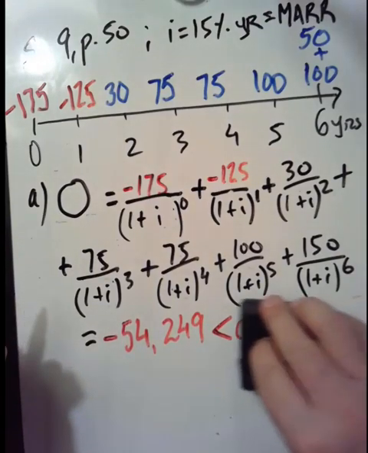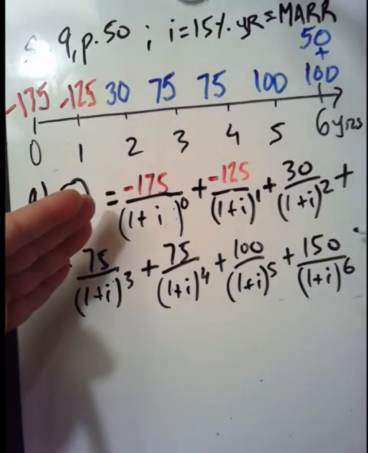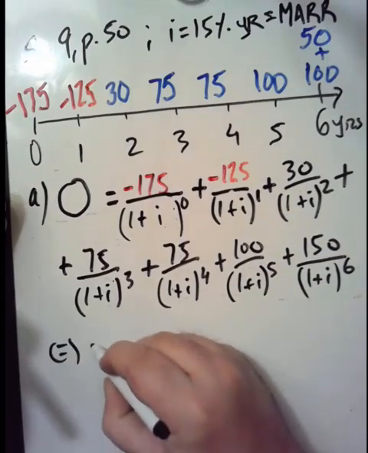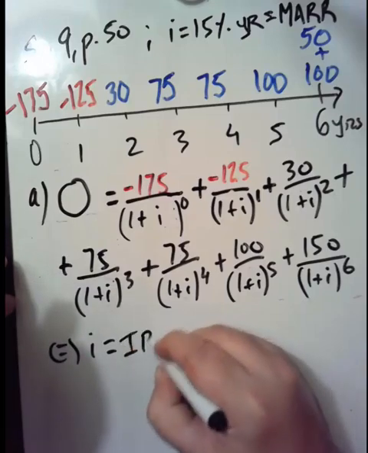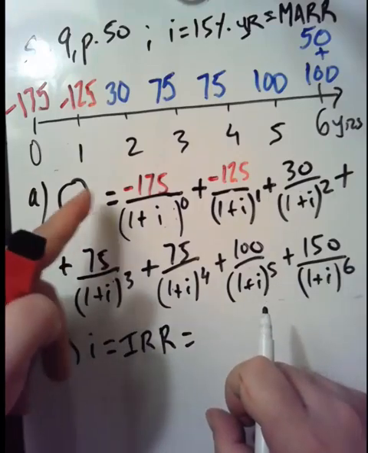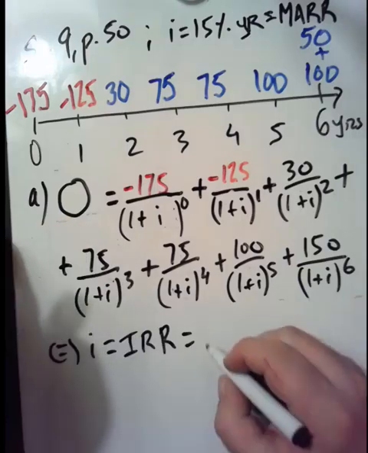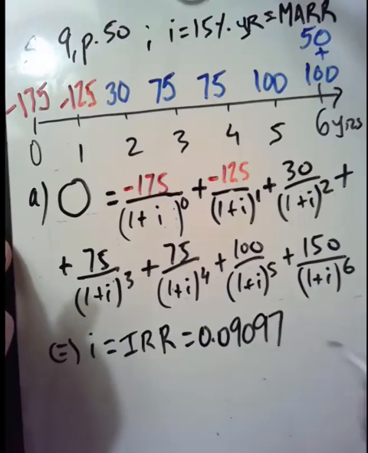So what is the interest rate that makes the net present value of all the cash flows equal to 0? Use your solver and you get that the interest rate, which we call the internal rate of return, because it's the specific interest rate that makes the net present value equal to 0, would be 0.09097, which is the same as saying 9.10%, rounding it.